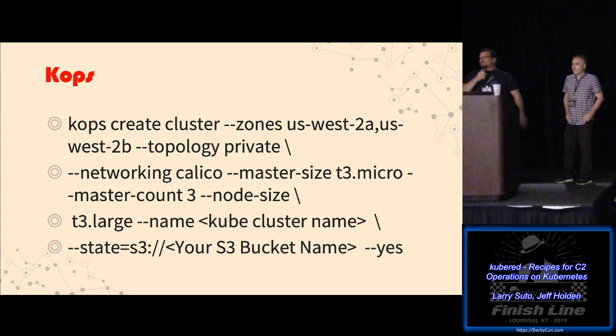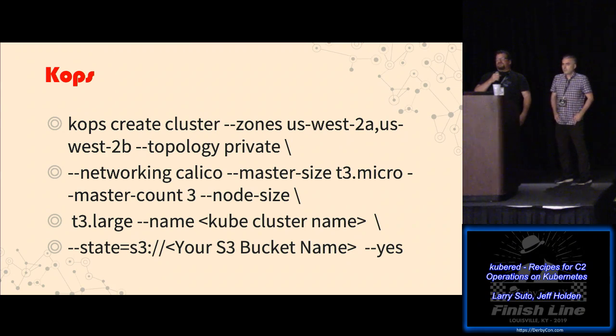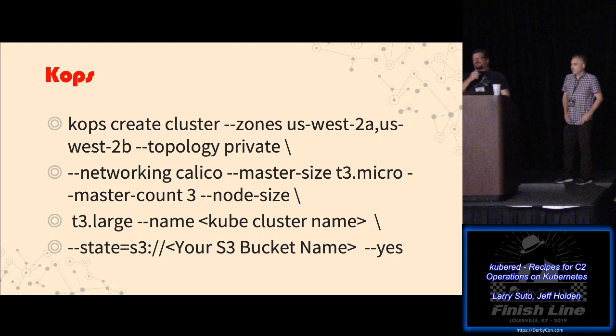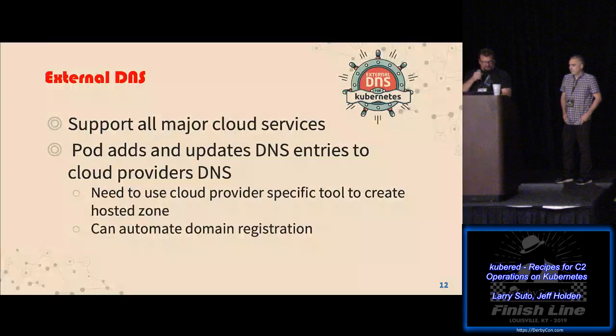Here's an example of how easy it is to set up a high availability cluster in 2 availability zones in AWS. You basically run one command and then just wait about 15 minutes and you have your cluster up and running all in one shot. So once you have your cluster up and running, you do need a way to access it.